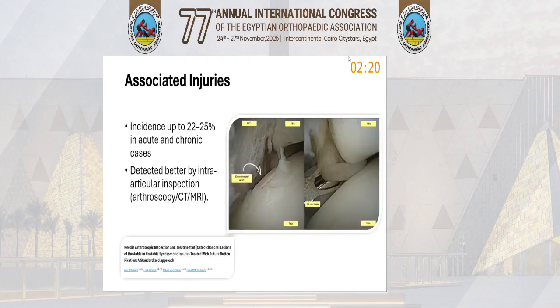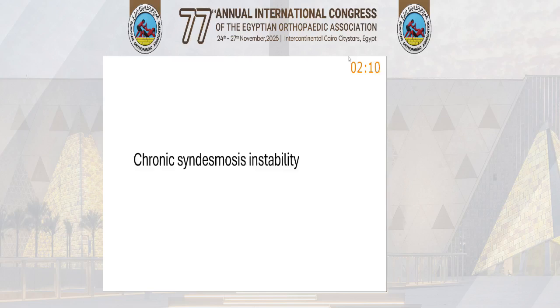The osteochondral lesions have an incidence of up to 22 to 25% in acute and chronic cases, detected better by the scope and CT and sometimes MRI.